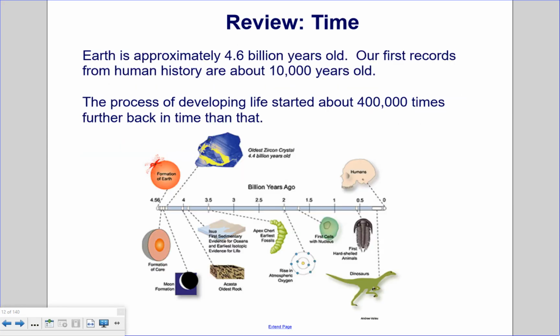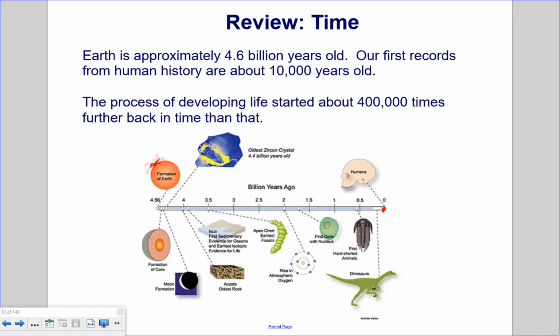Review. Time. Earth is approximately 4.6 billion years old. Our first records from human history are about 10,000 years old. The process of developing life started about 400,000 times further back in time than that. So on our timeline here, human history is at the very, very tip of this timeline, all the way on the right. Just a little blip in the whole timeline.